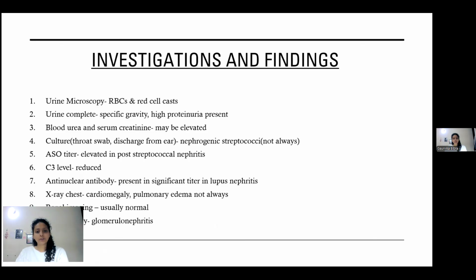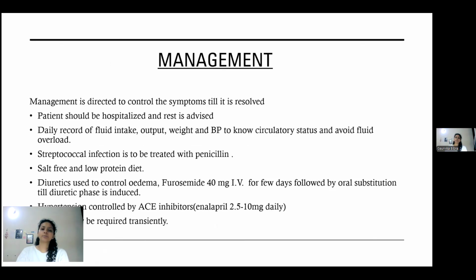A culture done for nephritogenic streptococci is not always positive. ASO titer is elevated in post-streptococcal nephritis, whereas C3 level is reduced. Antinuclear antibodies are present with significant titer in lupus nephritis. X-ray shows cardiomegaly; pulmonary edema is not always present. Renal imaging is usually normal, whereas renal biopsy shows glomerulonephritis.